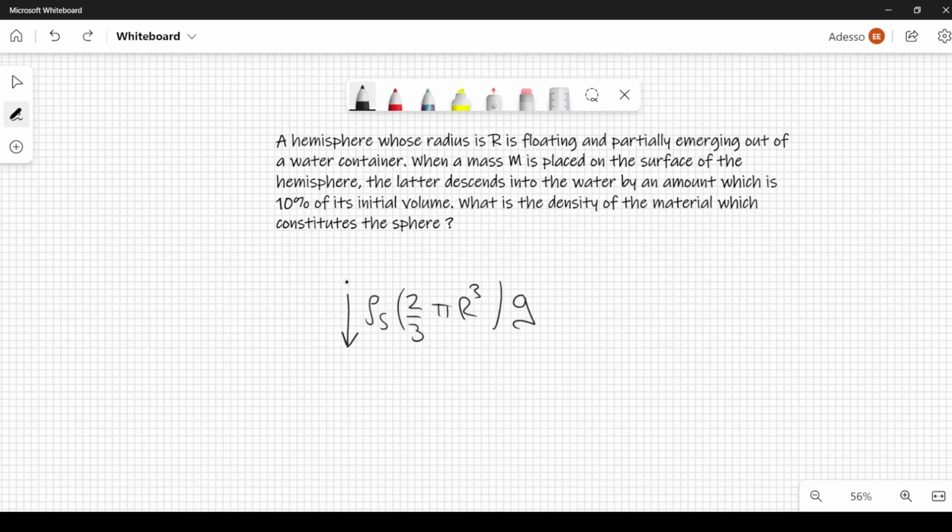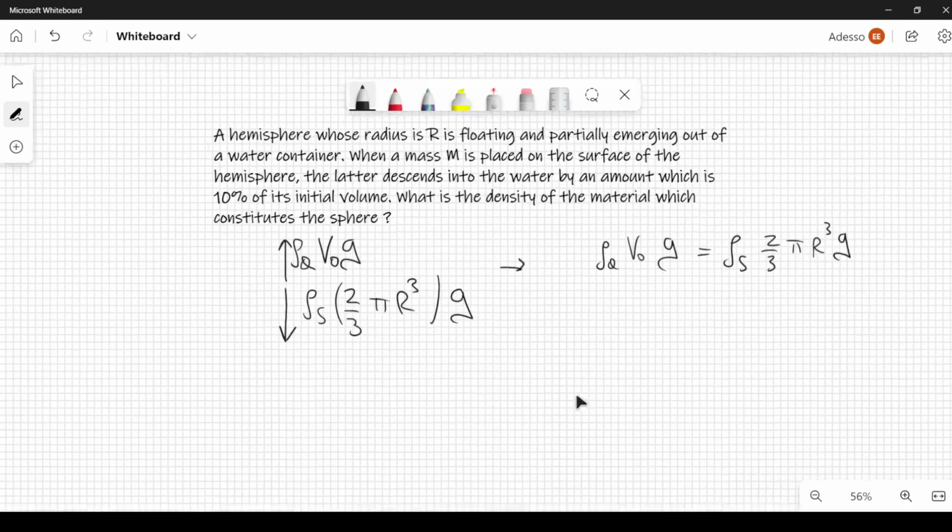And then we have a force which is opposing this one, and it is simply given by the density of the water, rho A. A stands for acqua in Italian, so I will use the Italian notation, but it is just notation. So this is the density of the water multiplied by the initial volume, which I will call V0, and this is not given. And then we multiply this by g. So the initial equation is rho A V0 g equal to rho sphere 2/3 pi r cubed times g.